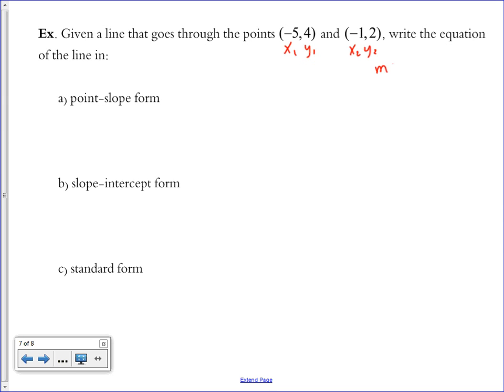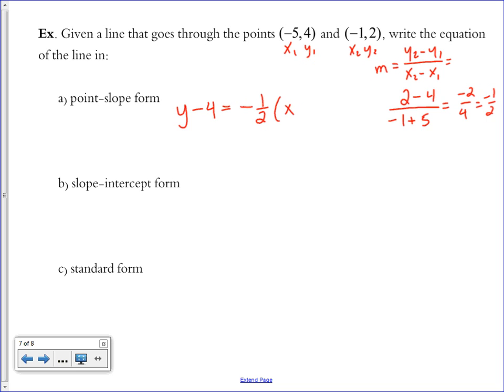And you should recognize the slope formula, y2 minus y1 over x2 minus x1. That's something we've practiced before. So y2 minus y1 is going to be 2 minus 4 over x2 minus x1 is negative 1 minus negative 5, which is plus 5. So negative 2 over positive 4, which simplifies to negative 1/2. Always simplify your slope. Now we have an m and we have a point. So let's write it in point slope form. Y minus y1 equals m, which we calculated, times x minus negative 5, which will become plus 5.